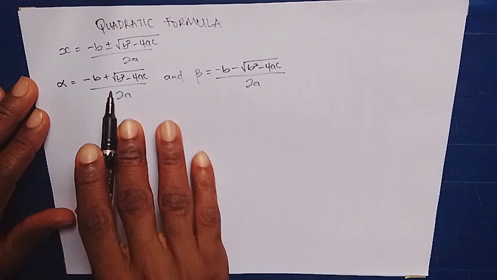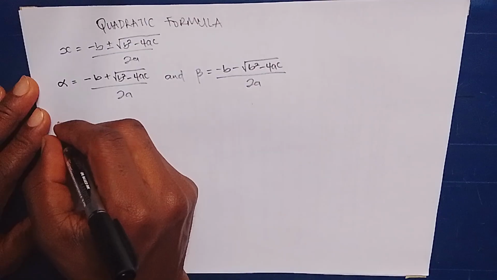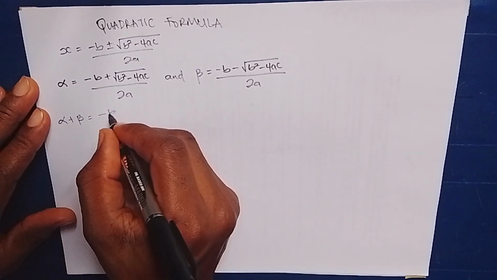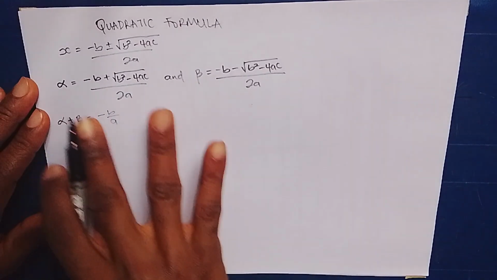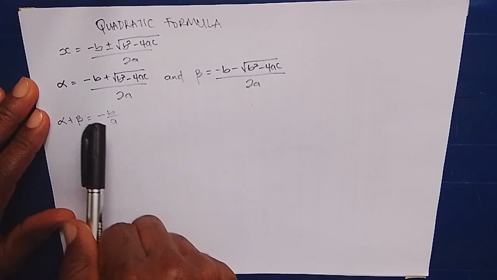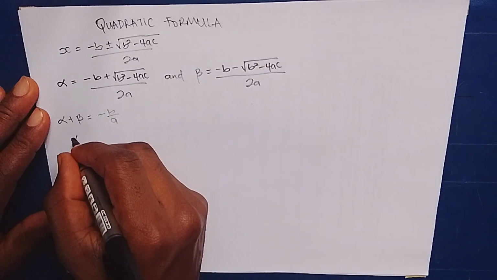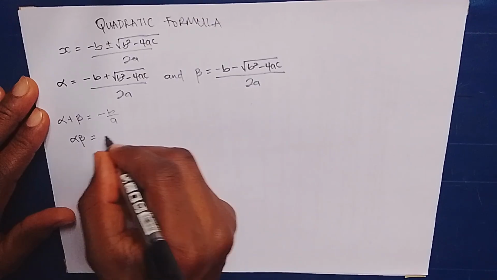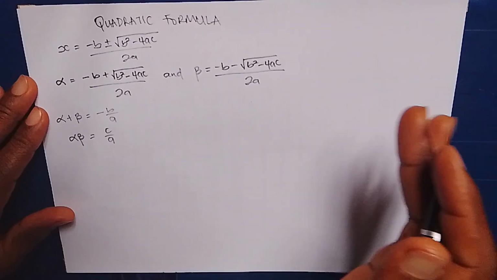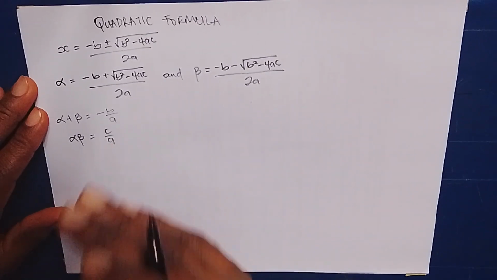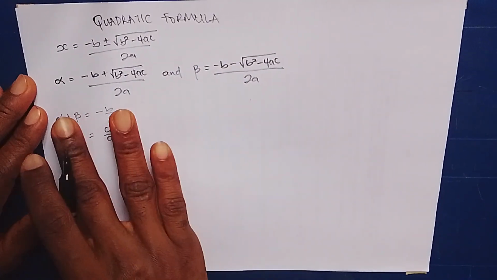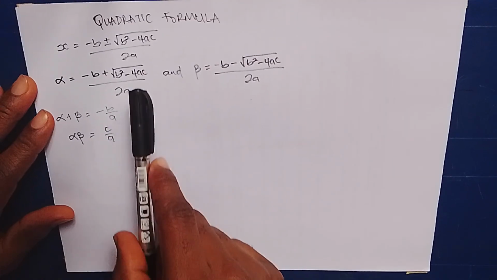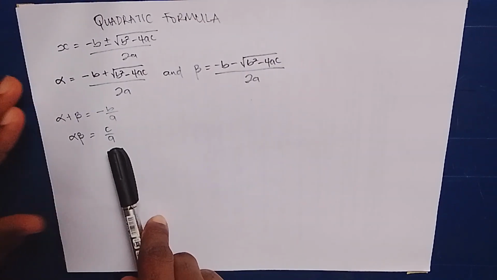Now, in using these two equations, when we substitute, our alpha plus beta will surely be minus b over a. I don't have the time to go into all of that. If you sum this up, you'll have minus b over a. And then when you find the product of alpha and beta, that is, you multiply this and this, you will have c over a. I don't want to go into that in this video. But if you attempt it yourself, you add this and this, you have minus b over a. And if you find the product of this and this, you have c over a.